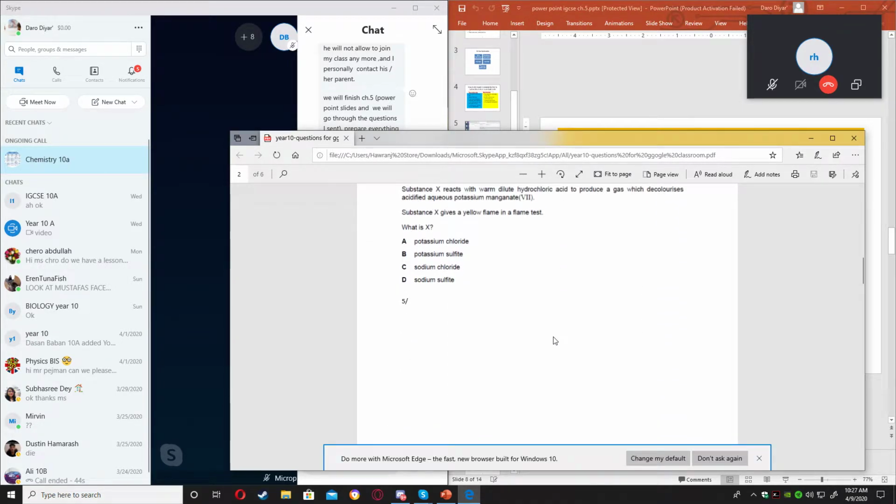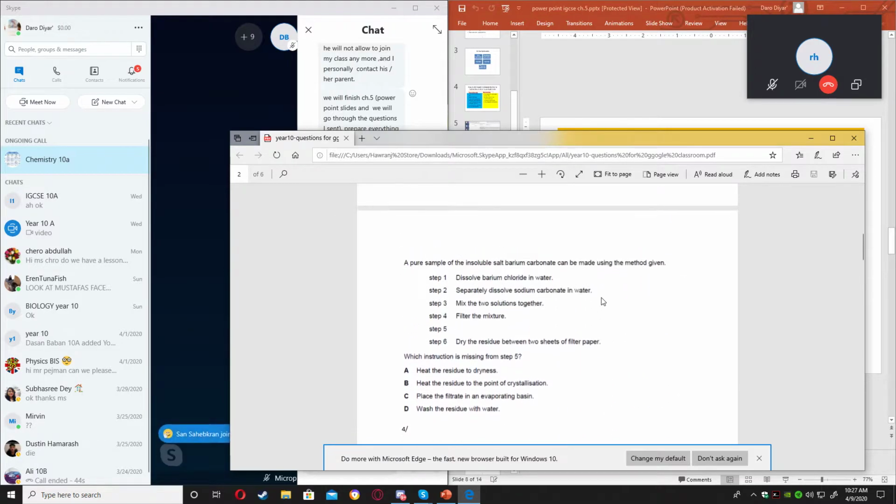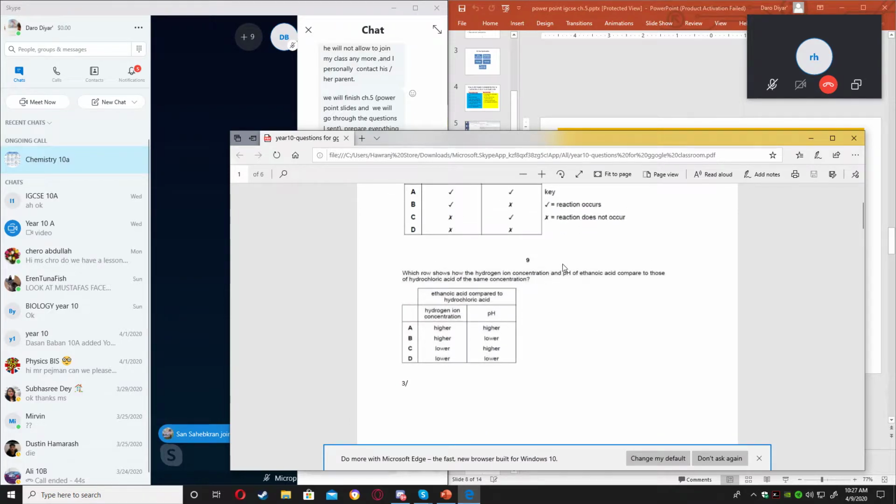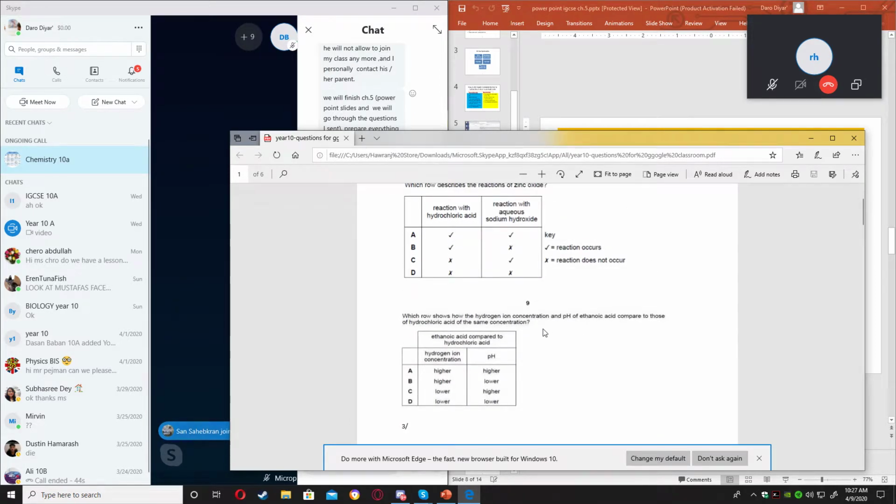Because it says which one shows how the hydrogen ion concentration and pH of ethanoic acid compares to those of hydrochloric acid. Hydrochloric acid is a strong acid, but ethanoic acid is basically vinegar, and it's a very weak acid. So it will have less concentration of hydrogen ion because it's weaker, and its pH will be higher and more near to 7, approaching 7. Very good explanation. Thank you.